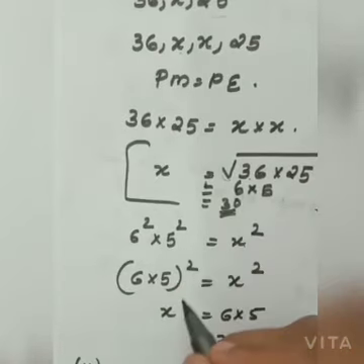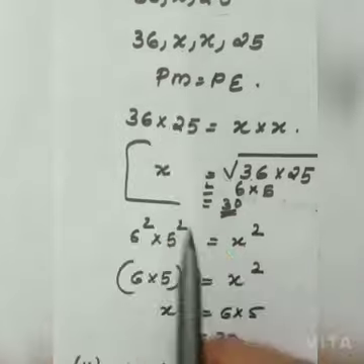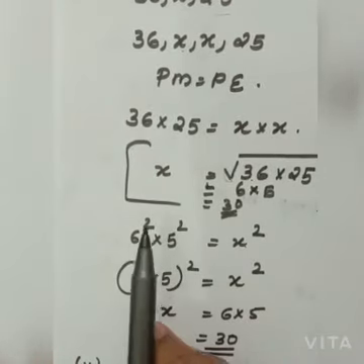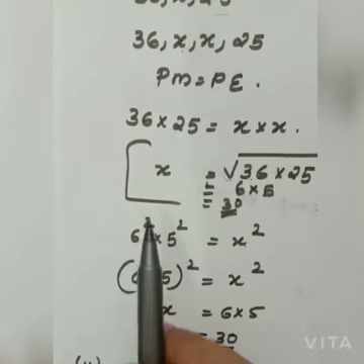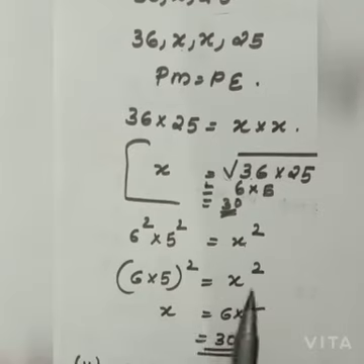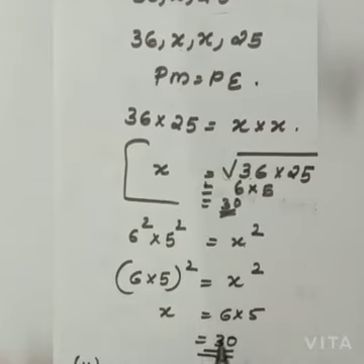Otherwise you can do like this also. 6 square 36, 5 square 25. Both are to the power 2, so I take common exponents. Powers, you know very well: a raised to m into b raised to m, you can write (ab) raised to m. Okay, the 2 you can cut out, but you will get x equal to 6 into 5, 30.